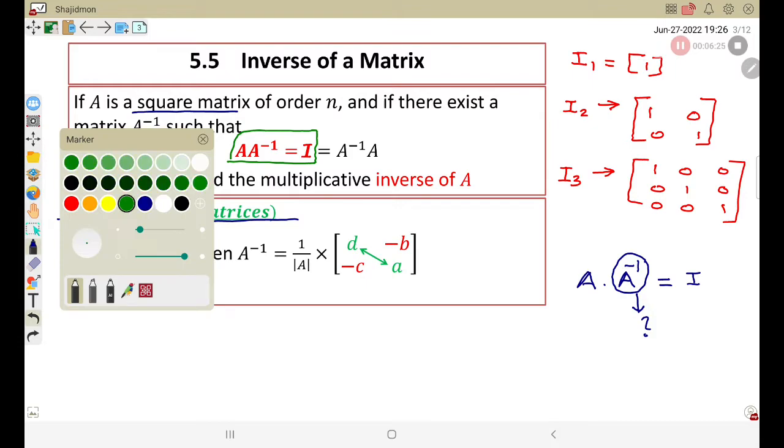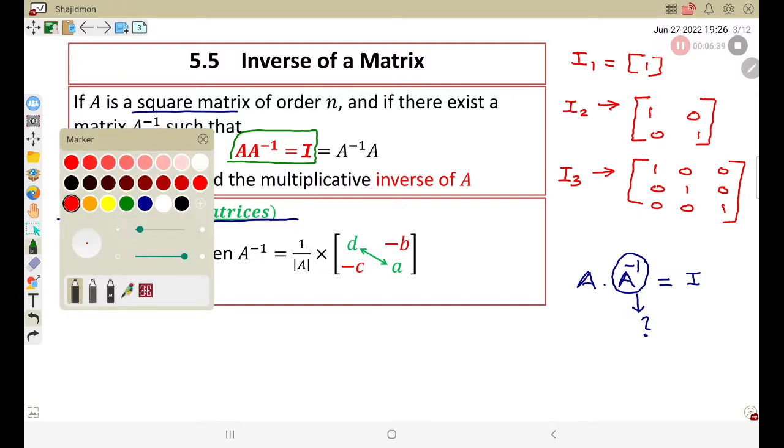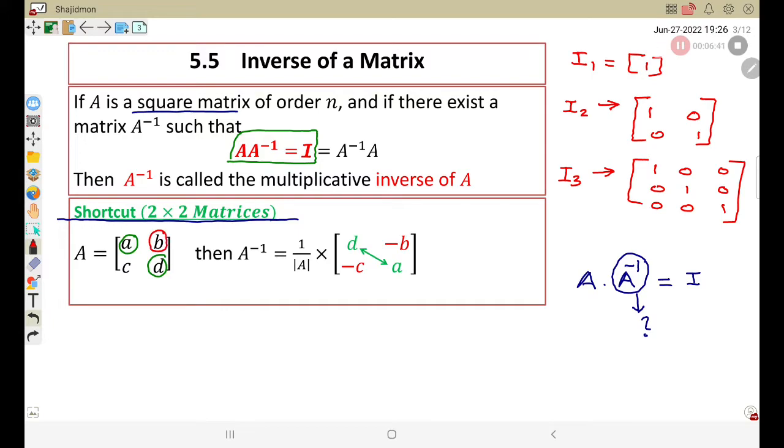You know what the main diagonal numbers are? That means a and d. These two are the main diagonal numbers. Interchange those two numbers. That means d we write first, a we write last, as given here. And the off-diagonal numbers get the opposite sign. b, you write minus b. c, we need to write minus c. So this matrix we are calling the inverse of the first matrix, the A matrix. A inverse equals this. So this is the rule or shortcut for finding the inverse of a 2 by 2 matrix. We will go to some examples.